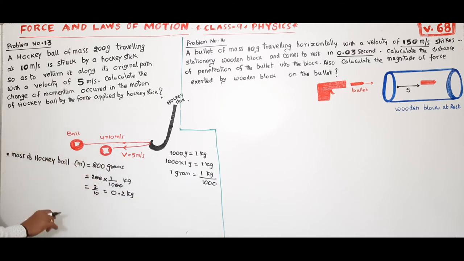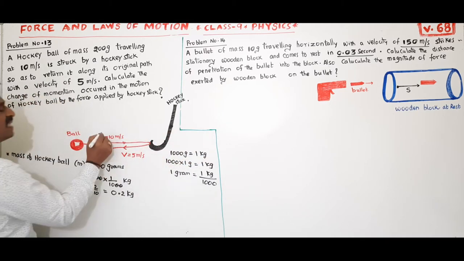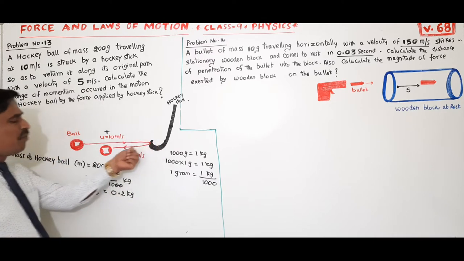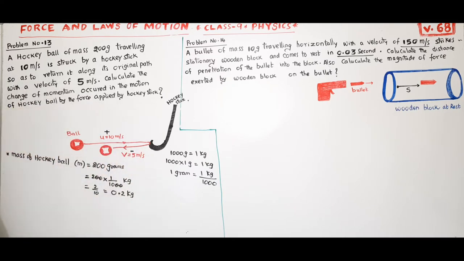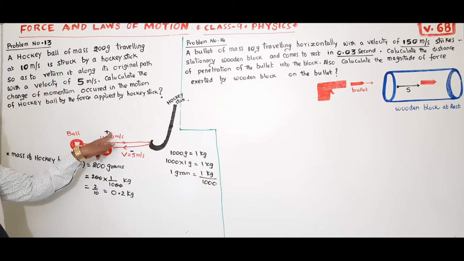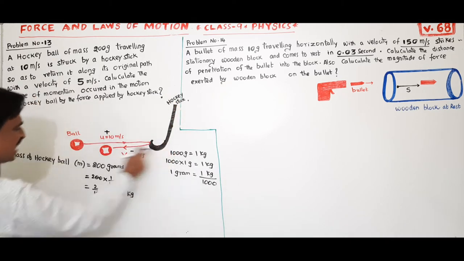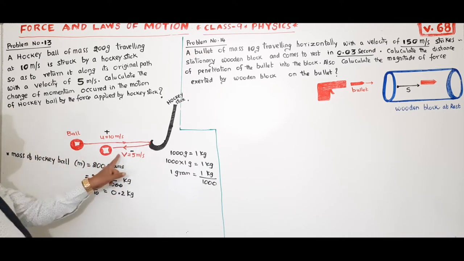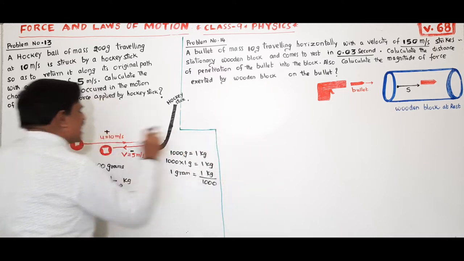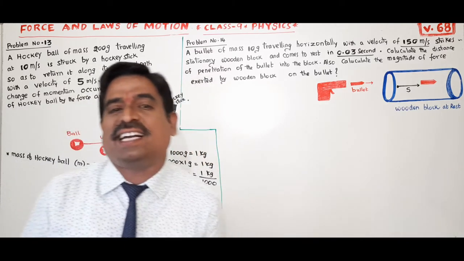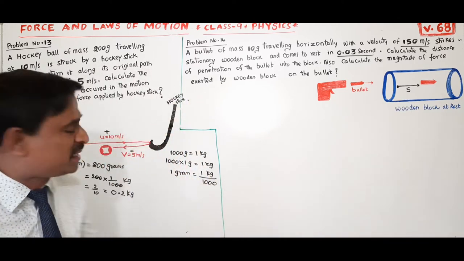Now, initially, the ball is moving right side. Its velocity I am taking as positive. Afterwards, the ball is returned back. The ball is moving left side. Its velocity I am taking as negative. So initially, the ball is moving right side, velocity I am taking as positive. After hitting by the hockey stick, the ball is moving left side, velocity I am taking as negative. Right side velocity I am taking positive. Left side velocity I am taking negative. The reason is velocity is a vector quantity. Vector means it must have the direction.